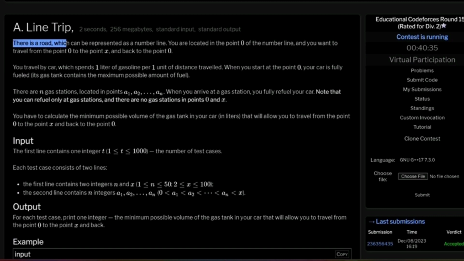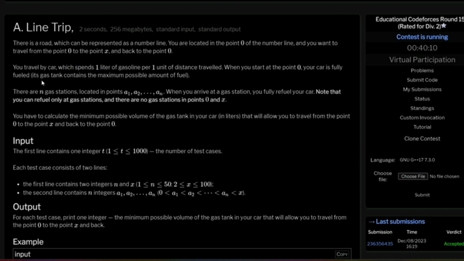Well, there is a road and it is given that we will start from point 0 and we want to reach till point x and then back to point 0. So we will start from 0, then we will go till x and then back to 0. This is what we have to do in the problem. Now, it is also given that we need a total of 1 liter of gasoline to travel 1 unit of distance.